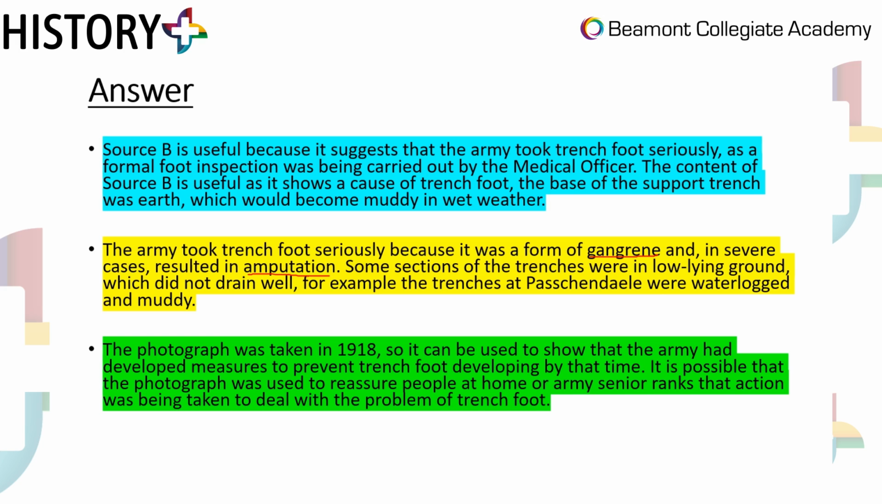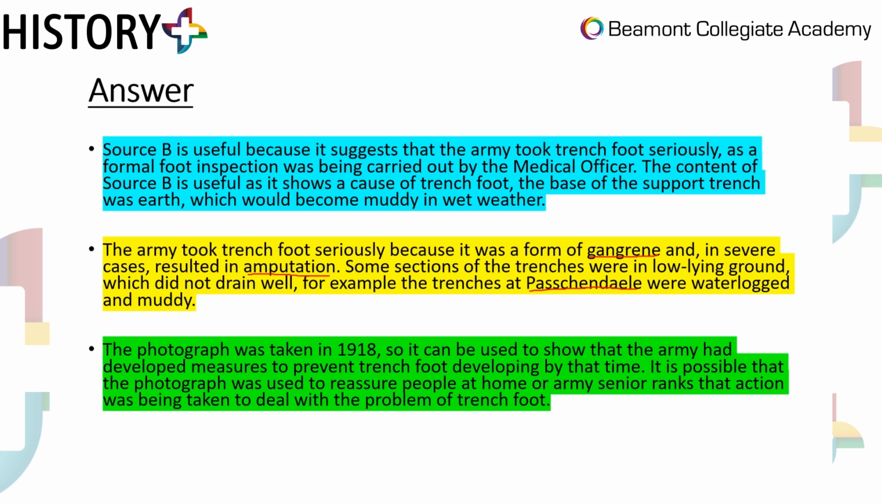Remember, all of this links to the topic in the question. Some sections of the trenches were in low-lying ground which did not drain well. For example, the trenches at Passchendaele were waterlogged and muddy. Provenance. The photograph was taken in 1918, so it can be used to show that the army had developed measures to prevent trench foot by that time. It is possible that the photograph was used to reassure people at home or army senior ranks that action was being taken to deal with the problem of trench foot, therefore highlighting it again as a very significant illness and a very significant problem, which links back to the topic in the question.